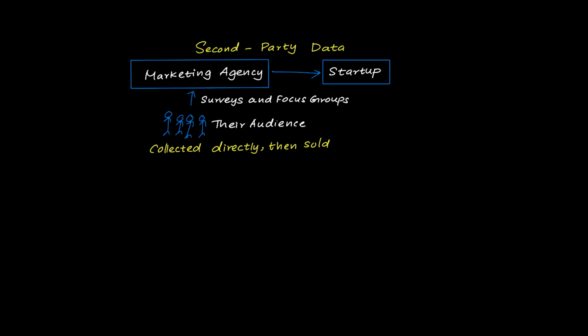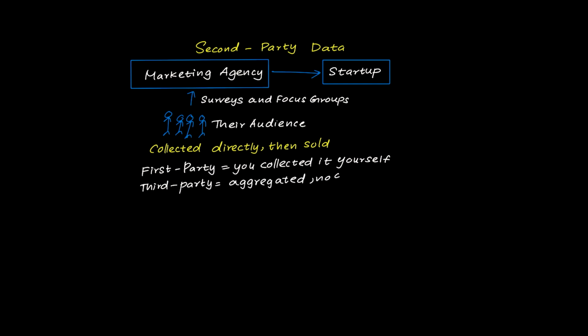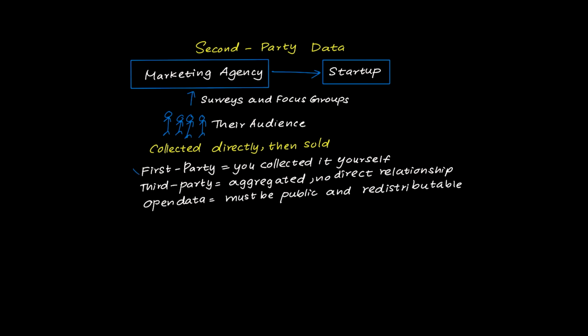First-party data means you collected it yourself using your own resources. The startup bought it from someone else, so it's not first-party. Third-party data comes from sources that didn't collect it directly. They aggregated it from various platforms without a direct relationship to the individuals. The agency here did collect it directly. Open data requires public availability, redistribution rights, and universal participation. A purchased dataset with restricted access doesn't qualify.